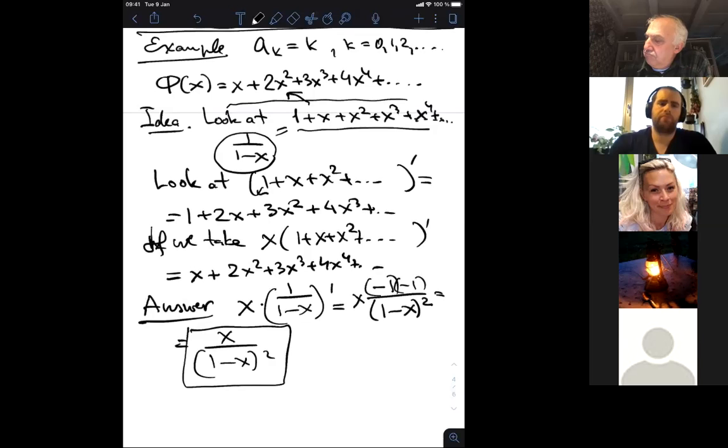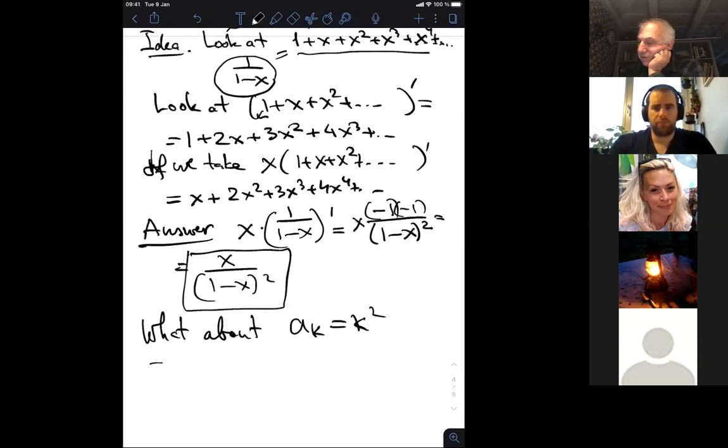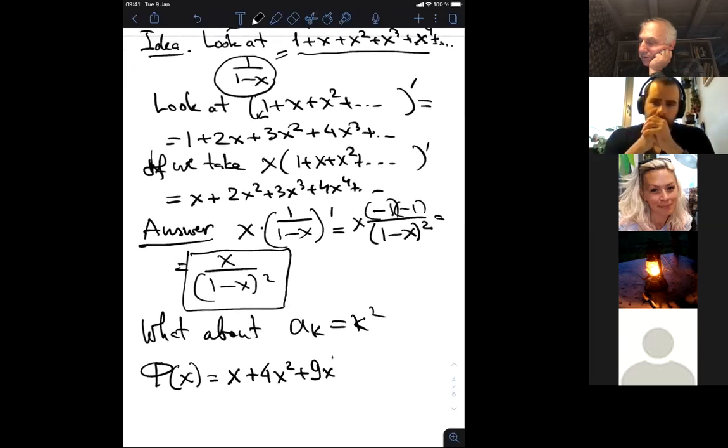Okay, now let me make it just a little bit more complicated. Namely, what about the sequence a_k equals k squared instead of just k? So our phi of x in this case would be x plus 4x squared plus 9x cubed plus 16x to the fourth plus 25x to the fifth, and so on. How can we get this?